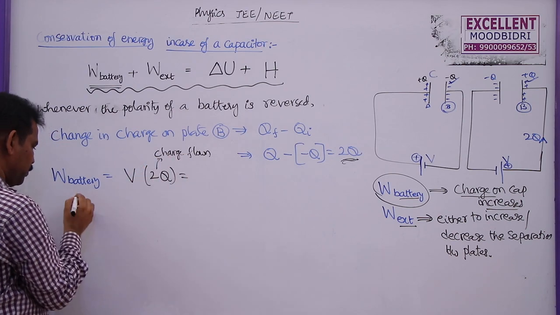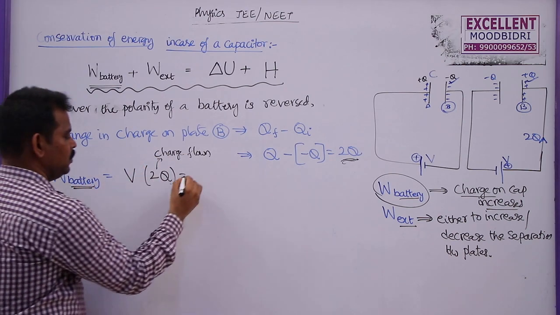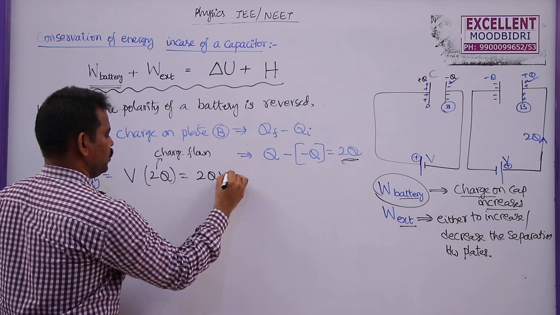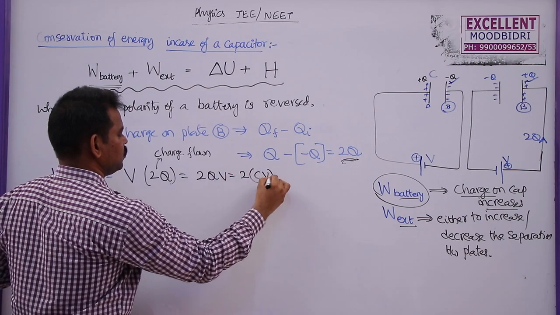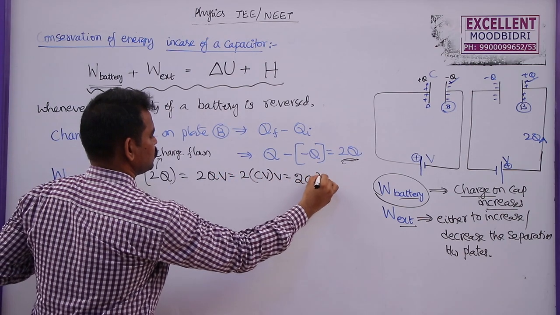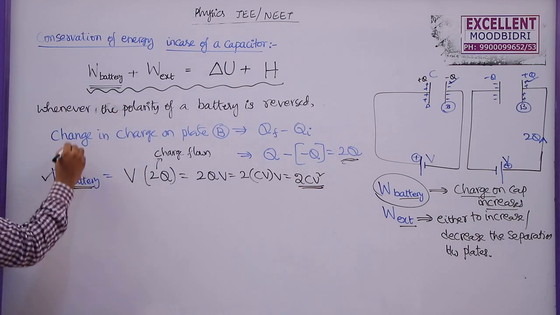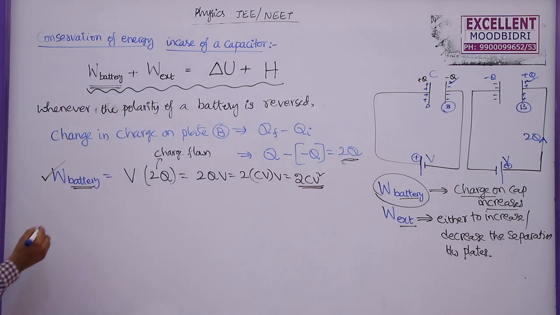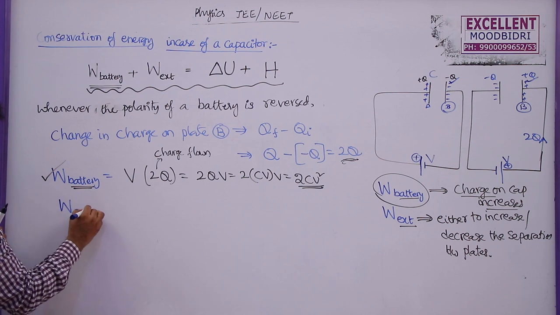So this charge has flown because of the work done by the battery. So this will become 2QV, and 2Q is equal to CV into V, so 2CV square. This is the work done by the battery. What is the work done by the external force here?